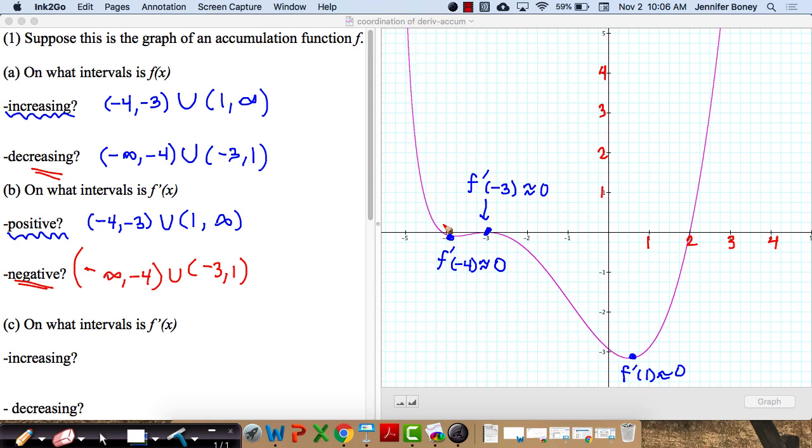So what about this part C then? If I want to know on what intervals is f prime of x increasing, is that the same as f prime of x being positive? Well, in some places, both of those are true at the same time. It's possible to have the derivative have positive values and the derivative be increasing, but those aren't the same thing. Just like looking at this graph, it's not the same to answer when are the y values positive and when are the derivative values positive. Those are two different things being positive.